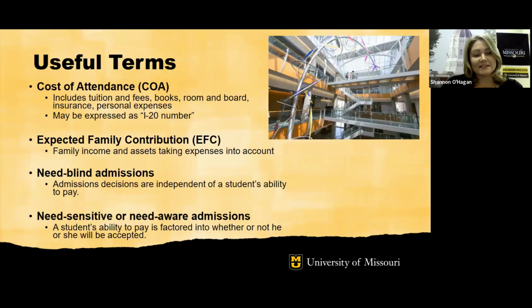Need-sensitive or need-aware admissions are different in that they do take your ability to pay into account when deciding whether or not you will be accepted into the institution. These are some terms you can ask colleges and universities about their admission practice, to find out whether they follow need-blind or need-sensitive or need-aware admissions. These are some of those common terms that you'll encounter.